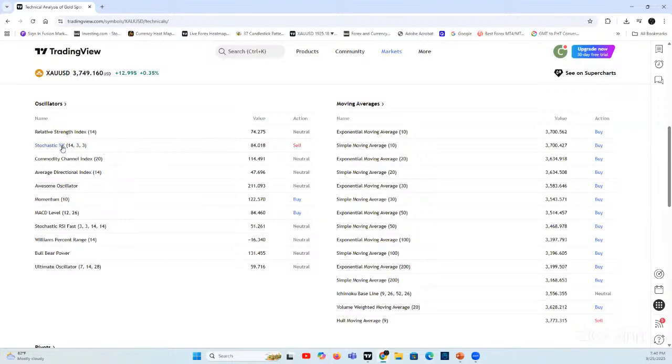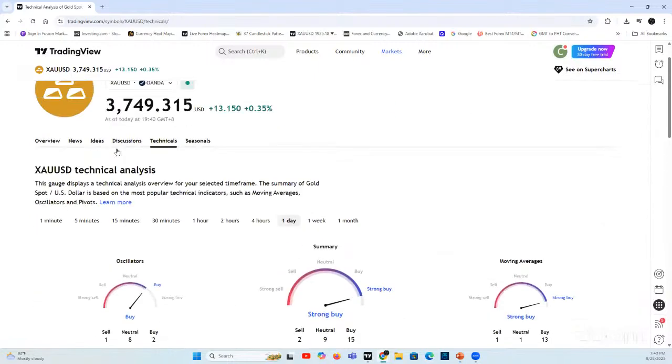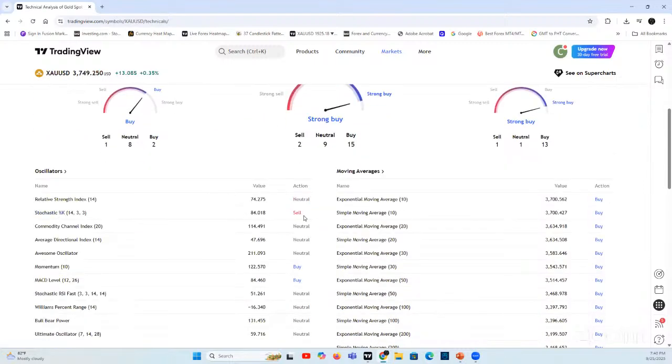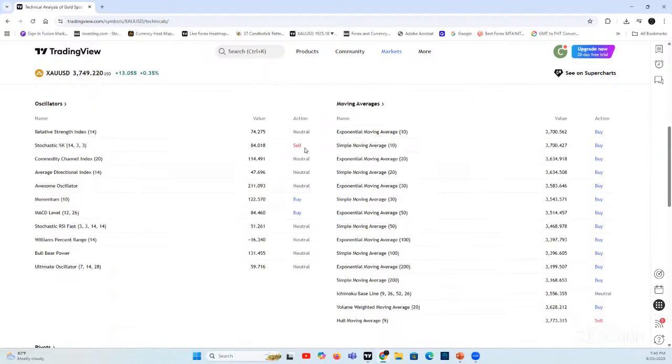All right, for the stochastic, which is on the daily, the stochastic is in the sell. I don't know why it's showing that, but that's the only one. Okay, but the majority of them is buying, some are neutral. Now, for example, if you are just basing this on your stochastic with these settings, 14, 3, 3, but me, I'm using 10, 3, 3, it's showing sell.